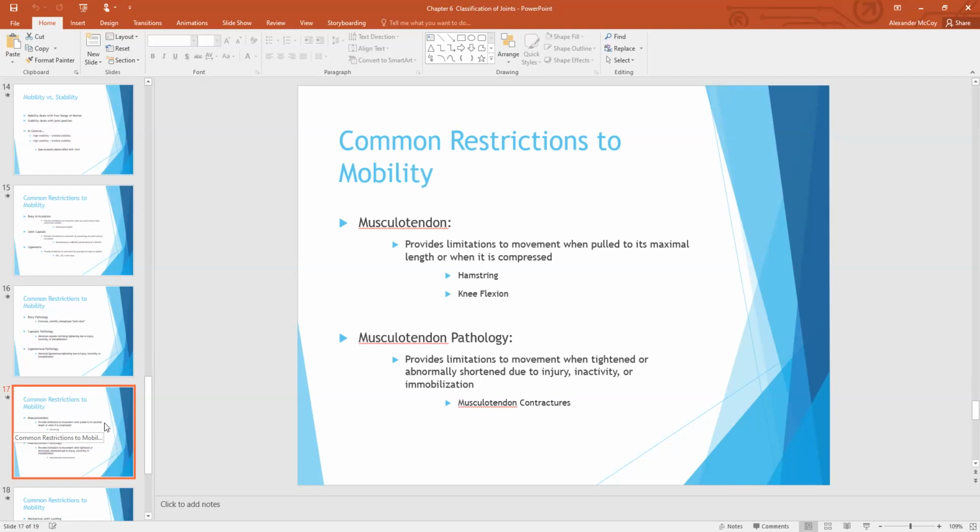Common restrictions to mobility. Here's a few more. Musculotendinous junctions. So where the belly of the muscle comes in and meets the tendon, that is called a musculotendinous junction. This area provides limitations to movement when it's pulled to its maximal length or whenever it's compressed.